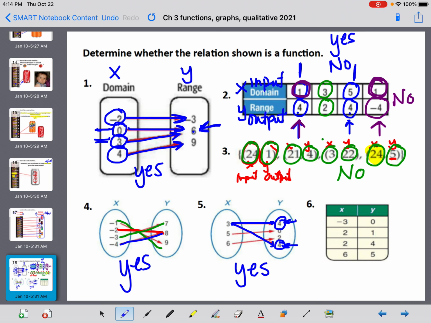Okay, now number 6, last one, the -3 gave me the 0, right? But then I put in a 2, and the first time it gave me a 1, the second time it gave me a 4. So this one would be no, it's not a function. So I'm just checking to make sure that my input only has one output every time.